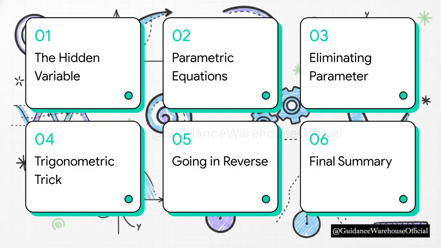By the end of this lecture, you're going to understand this missing variable, the exact formulas behind parametric equations, and how to actually apply them to real examples. Here's our roadmap for this explainer. First, the hidden variable of time. Second, what parametric equations are. Third, eliminating the parameter. Fourth, the trigonometric trick. Fifth, going in reverse. And finally, a summary.